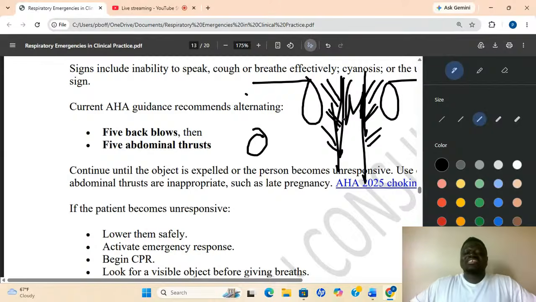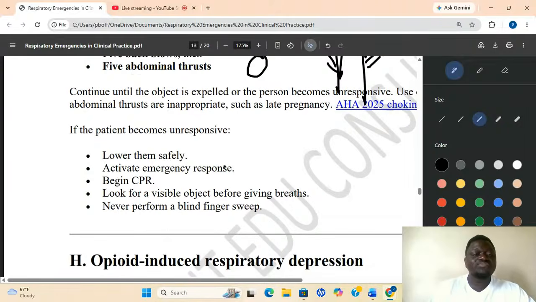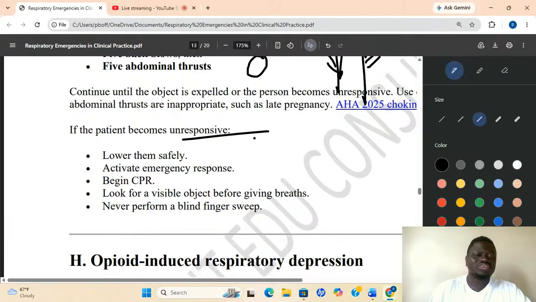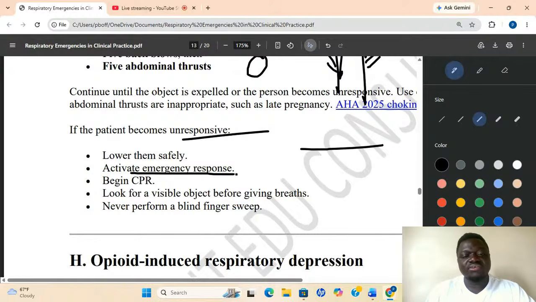Then abdominal thrusts just under the diaphragm. You make a fist, then push it back up. 1, 2, 3, 4, 5. Patient will cough. If the patient becomes unresponsive, don't keep holding them in that standing or sitting position. Lie them down, put them in the recovery position. Activate your rapid response. And if their heart stops and respiration fails, CPR begins.